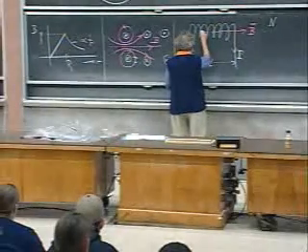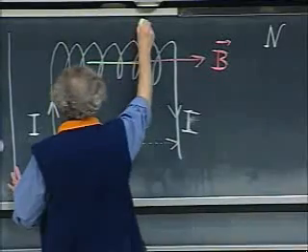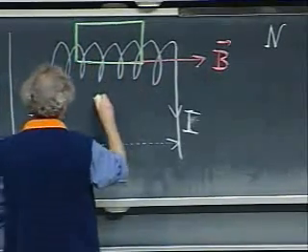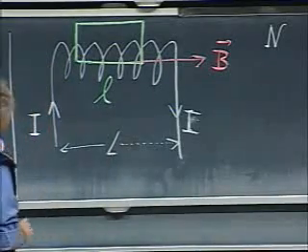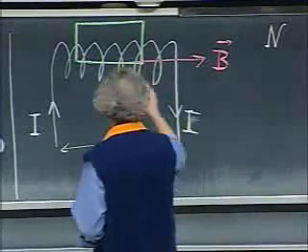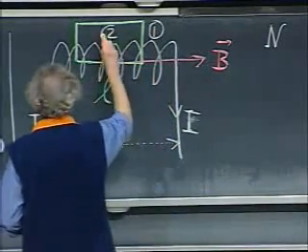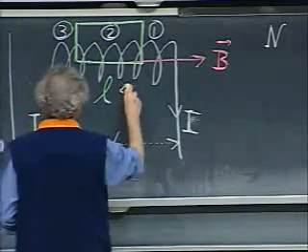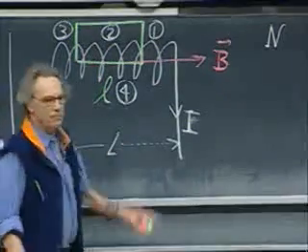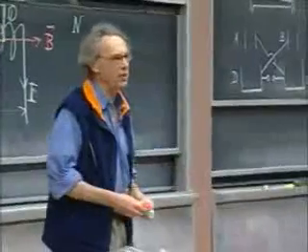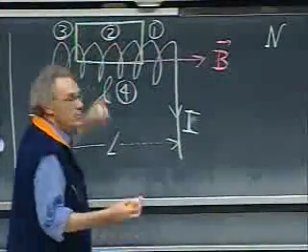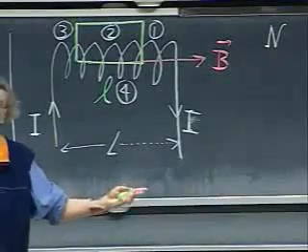This is the path I choose. It's a rectangle, and the length of this side inside the solenoid is little l. And I think of this as 4 different passes: number 1, number 2, number 3, and number 4. Let's first look at number 2. We have assumed that the magnetic field is practically 0. So clearly, if you go around, the contribution here must be 0. If the magnetic field is 0, then the integral of B dot dl is 0.